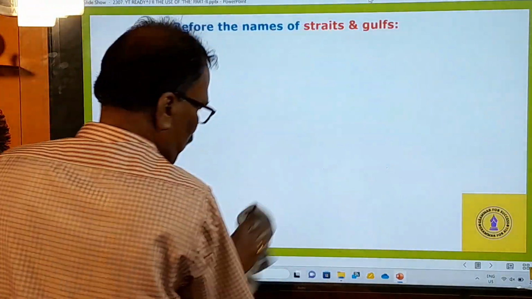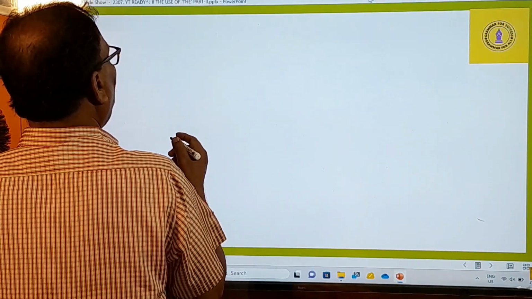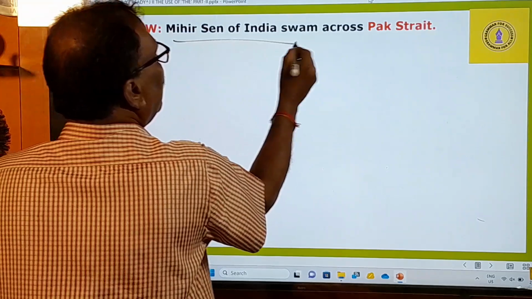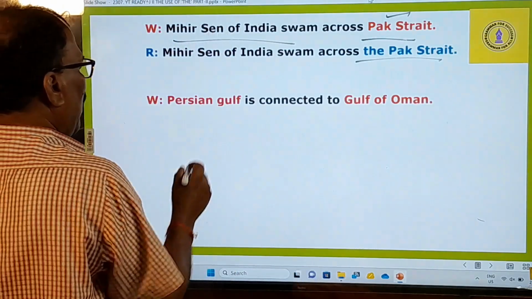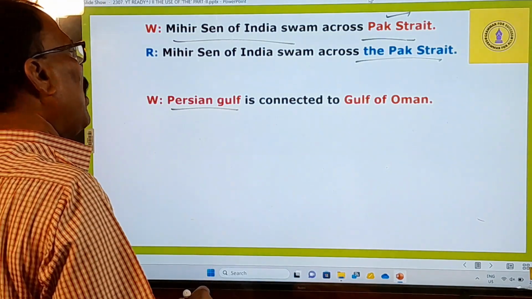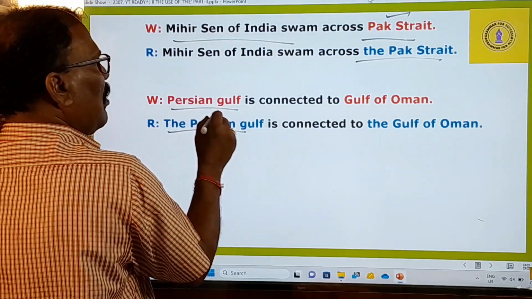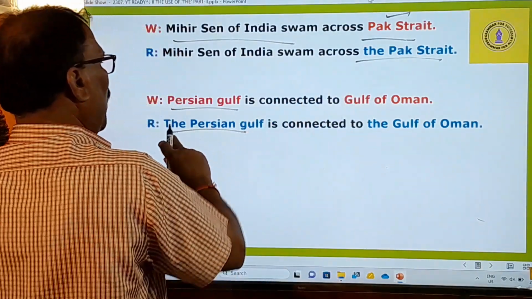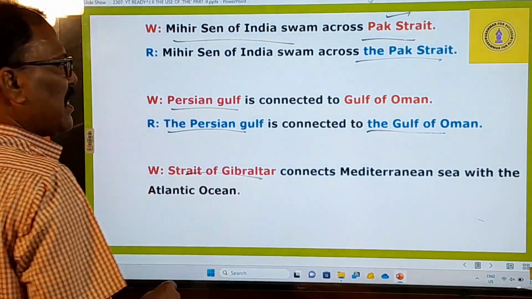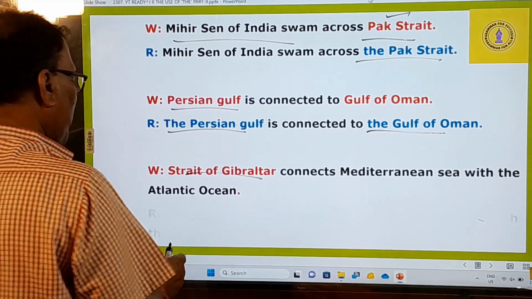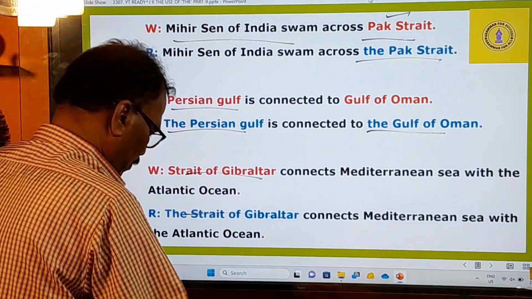Very quickly, I'll give you some examples to make you understand. Mihir Sen of India swam across Palk Strait. Palk Strait is a mistake; it should be the Palk Strait. And Persian Gulf is connected to Gulf of Oman. Simply saying Persian Gulf is wrong, and simply saying Gulf of Oman is wrong. The Persian Gulf, the Gulf of Oman. And the Strait of Gibraltar connects the Mediterranean Sea with the Atlantic Ocean. So the Strait of Gibraltar. So in this way, before them, we have to use the article.